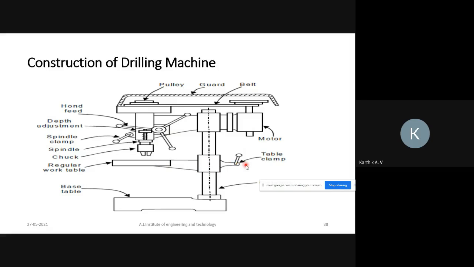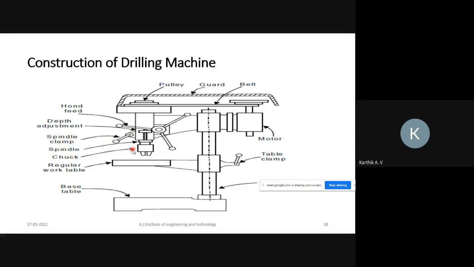with the help of this table clamp. Also, a guard is provided for the belt drive. Then this spindle clamp is provided. Why? Because we can use the spindle clamp to engage or disengage the tools. Depth adjustment can also be made with the help of this hand wheel, and the feed mechanism.